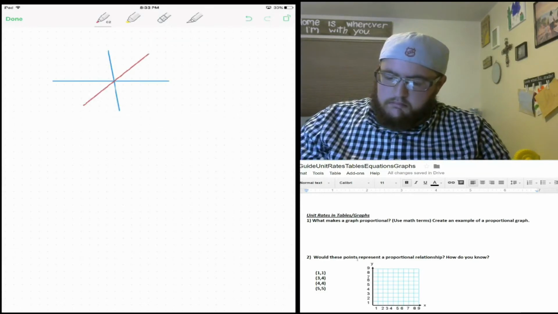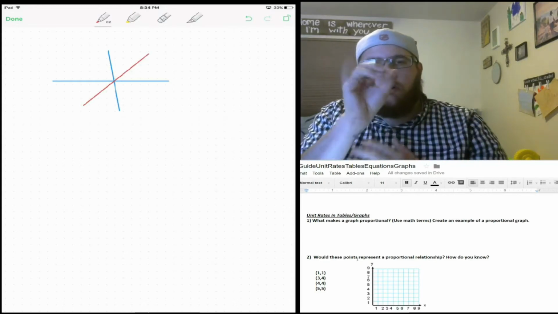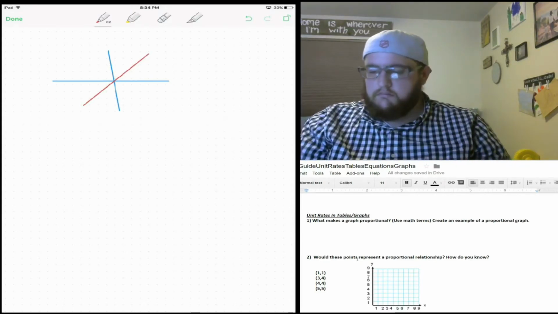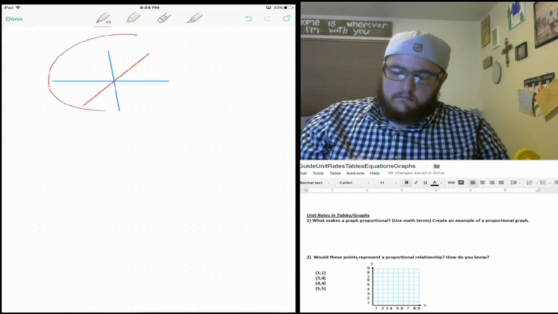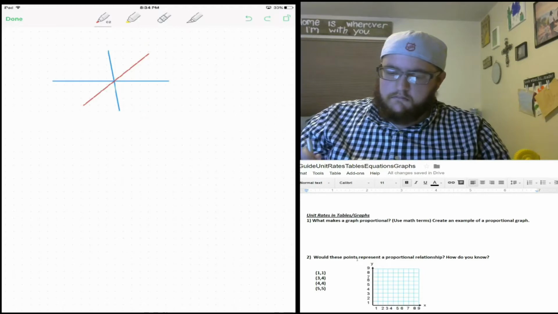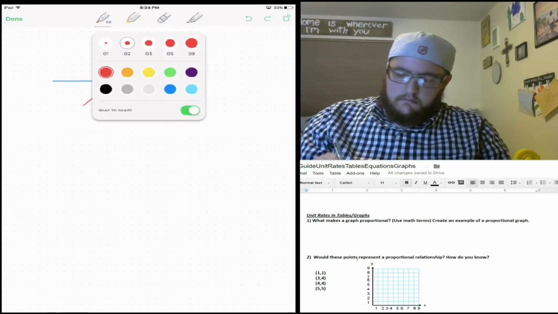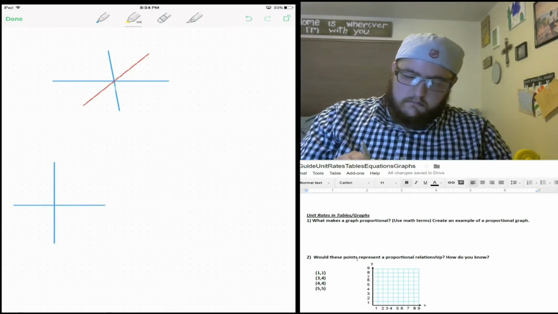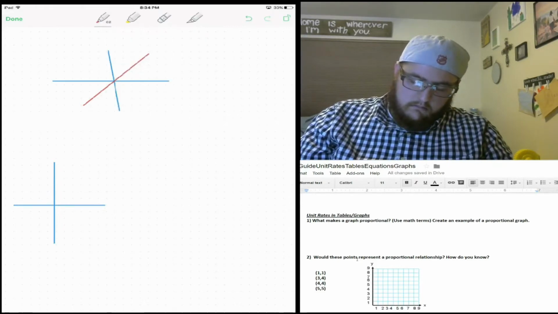So in order to be proportional, we must have a straight line and it must pass through the origin. So as you can see, our straight line goes right through the origin. That makes this proportional. Now we can draw a couple of other examples of graphs that are not proportional so that you don't accidentally draw these on your exam.